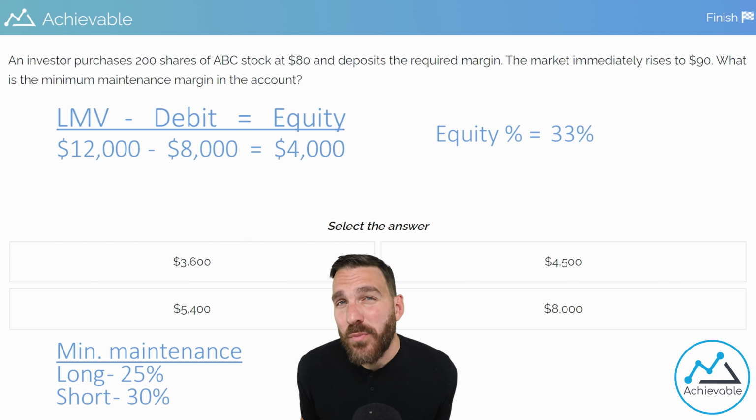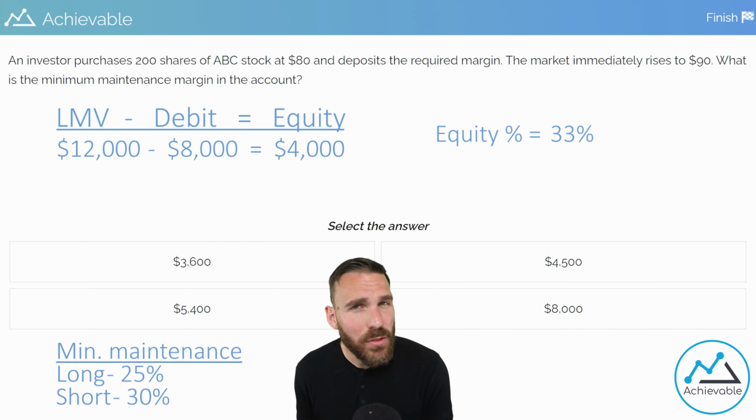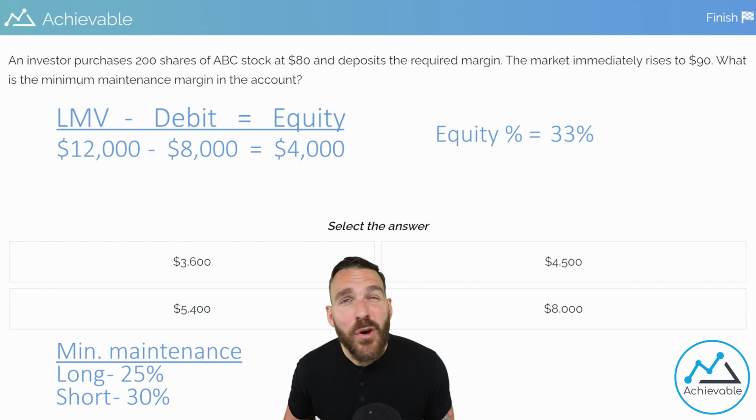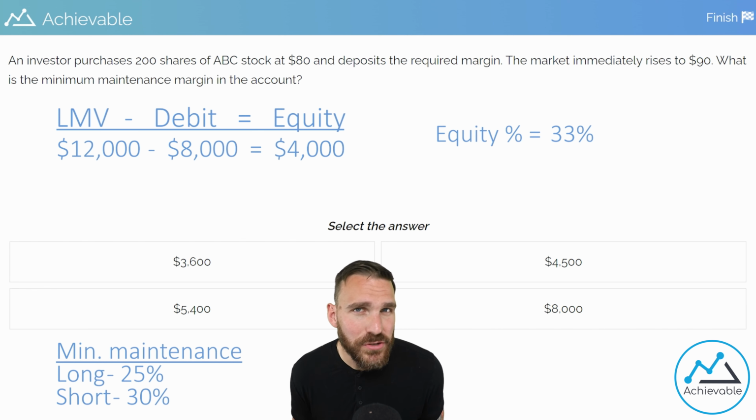And that demonstrates what we just said. As the market value in a long account begins to fall, the equity level falls as well. In this example, the equity level fell from 50% down to 33%, but good news, we are still above that 25% minimum maintenance requirement. If the market value continues to fall, it's likely that the broker-dealer is going to force the investor to do something.